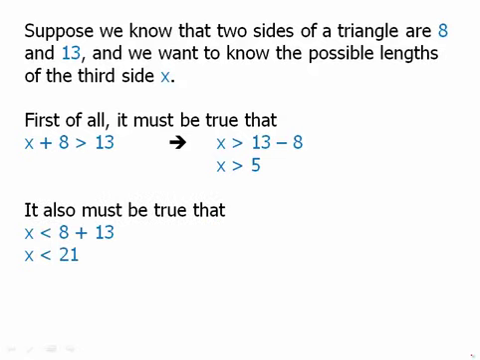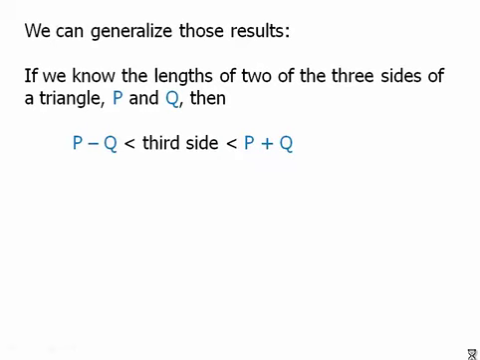It's also true that the sum of 8 and 13 must be greater than that third side. So it means that x has to be less than 21. Notice that's the sum of the two sides. So we can say that x must be greater than 5 and less than 21. That's the allowable range for x. And in particular, notice that it is greater than the difference of the sides and less than the sum of the sides. Well, we can generalize this.